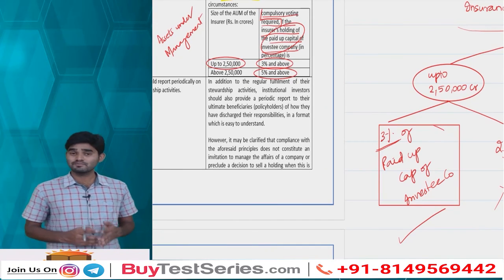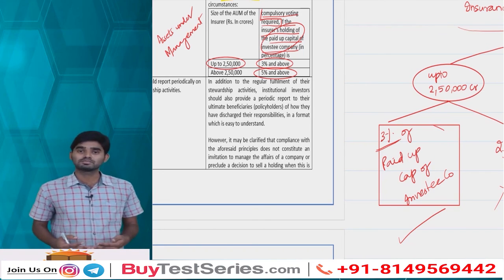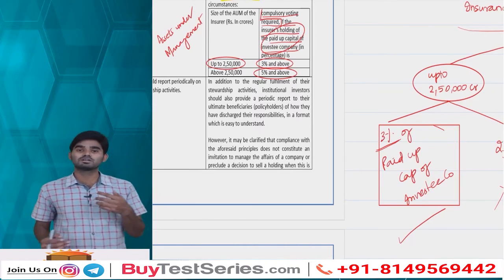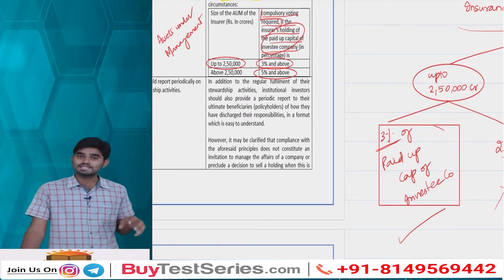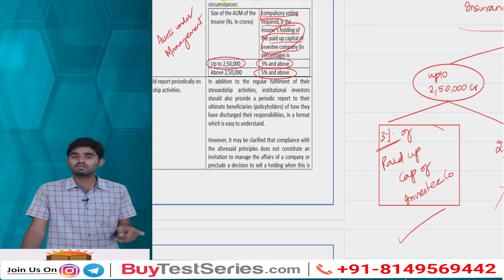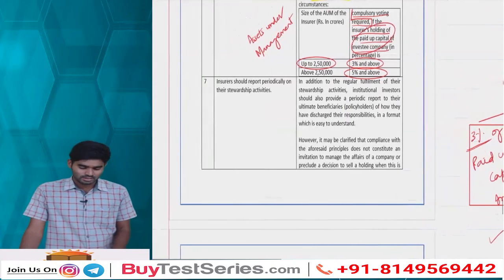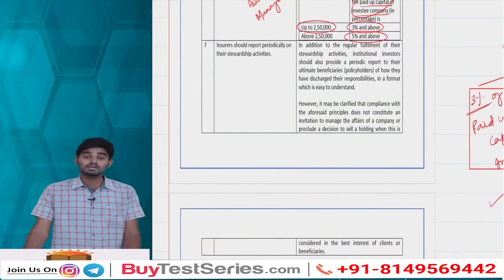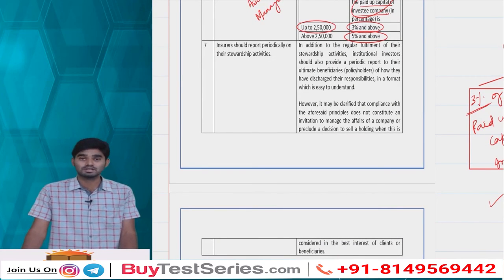vote. Same way, if your AUM value is about 2.5 lakh crore, then you need to check out your investment value, the percentage, that is 5% and above or less than 5%. If it is less than 5%, it is not mandatory. If it is more than or equal to 5%, then you need to mandatorily register that. Clear, everyone? And the last one, insurers should report periodically on their stewardship activity.